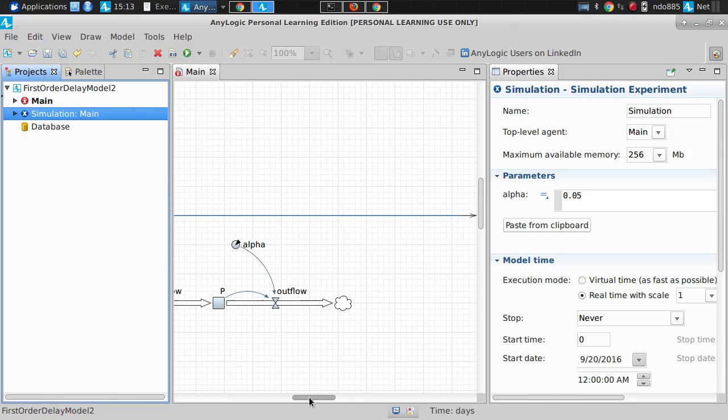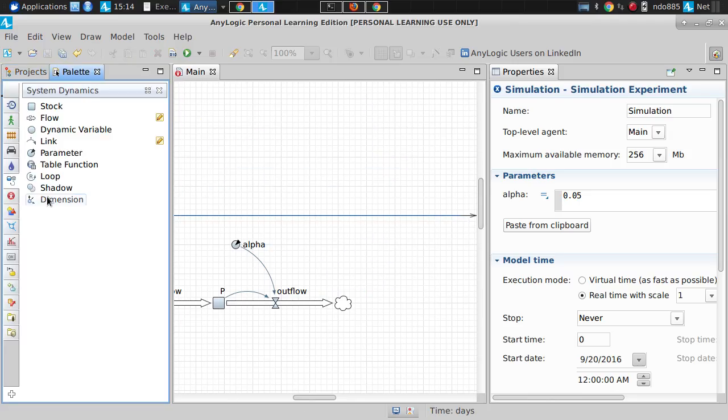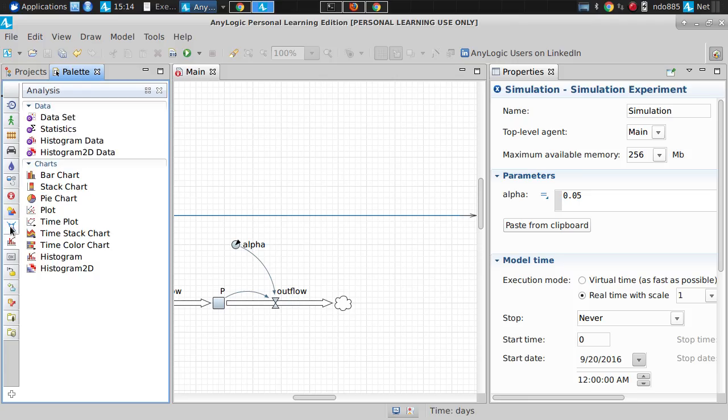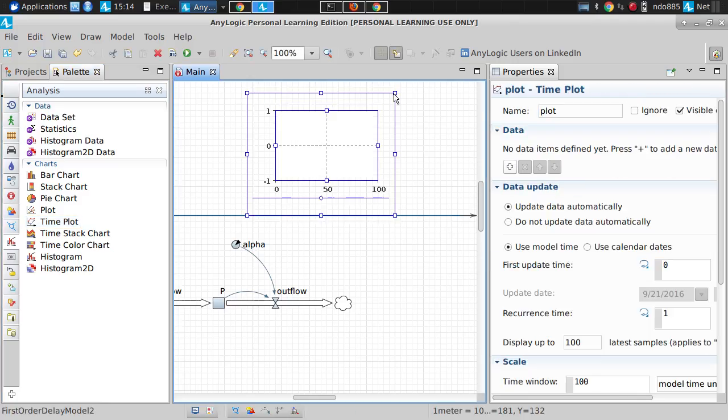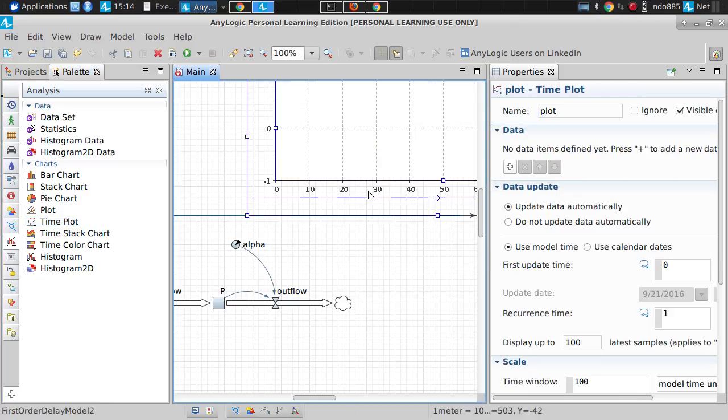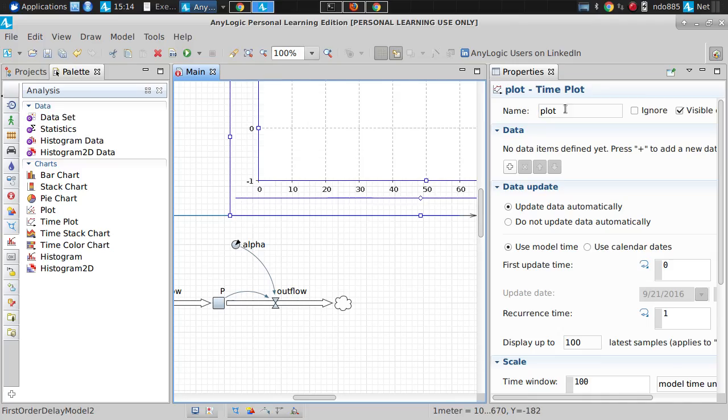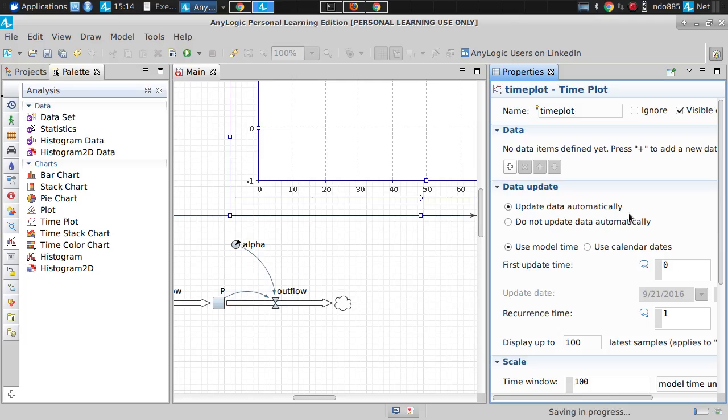So let's go create a graph here. Let's go to the palette, and let's go to the analysis palette, and let's draw ourselves a proper graph. Let's draw in a time plot. It's going to be a stock plot. We'll just say time plot. Okay, time plot. Very good.